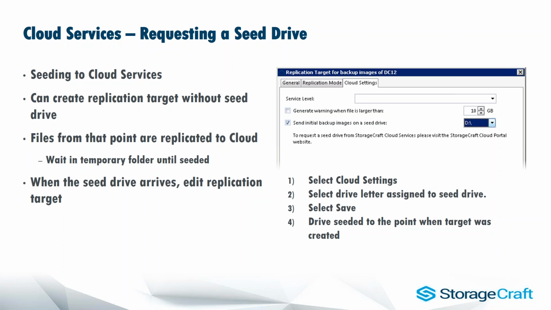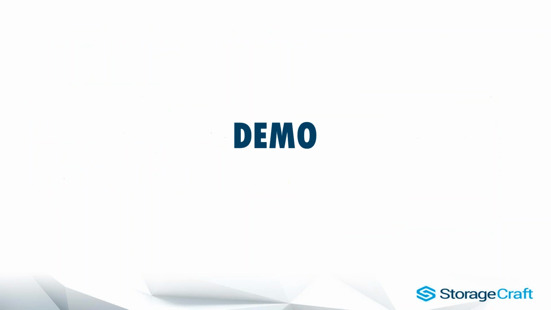Okay, when the drive arrives, edit the replication target, select cloud settings, select the drive letter assigned to the drive, and select save. The drive is seeded at that point, as when the target was actually created.